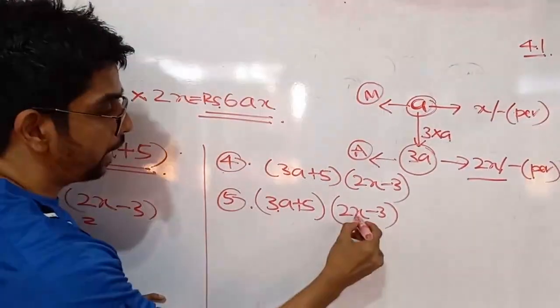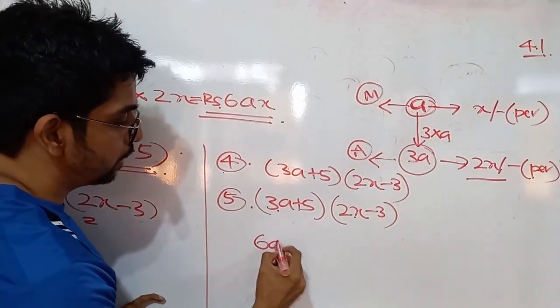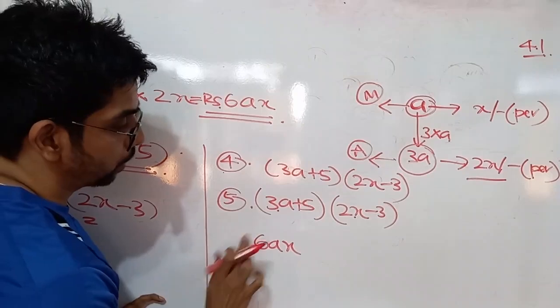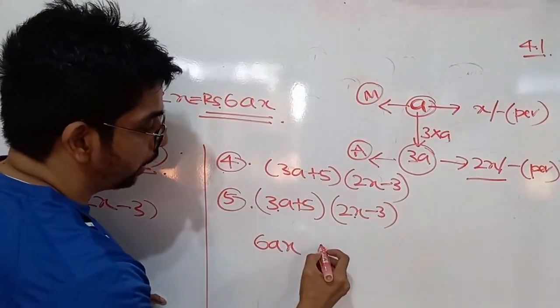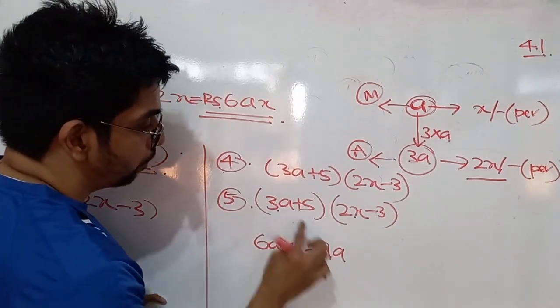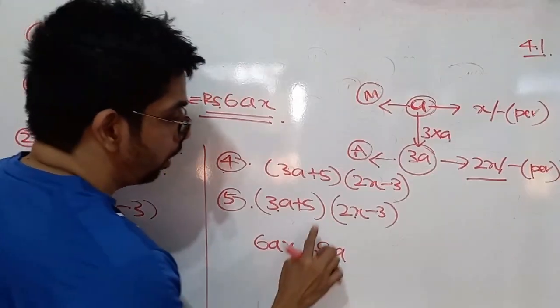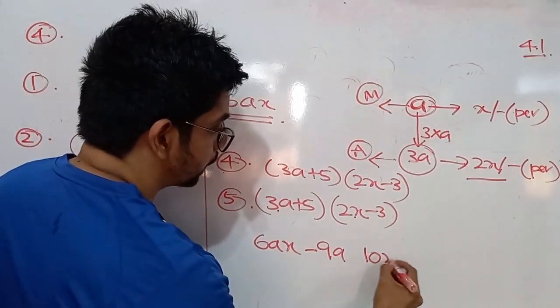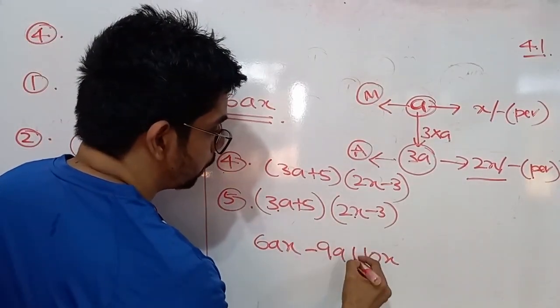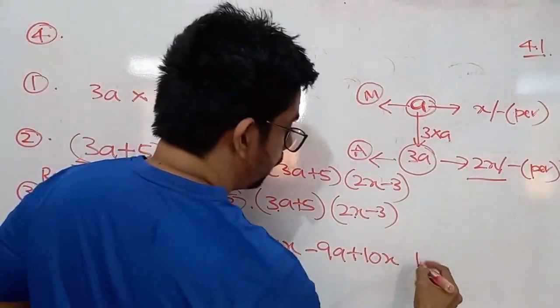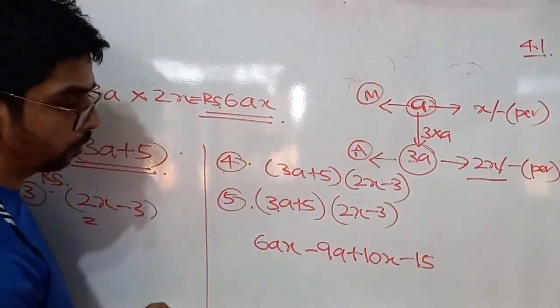3a plus 5 into 2x minus 3. So 3a into 2x, we know that is 6ax. That is positive. 3a into negative 3, that is 9a. Positive into negative is negative. 5 into 2x, that is 10x. Positive into positive, that is positive. 5 into 3, that is 15. So that is negative. Right.